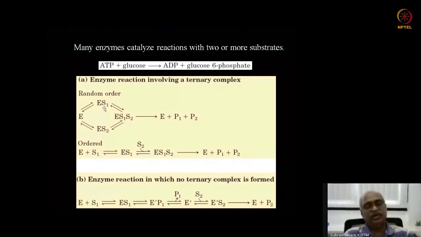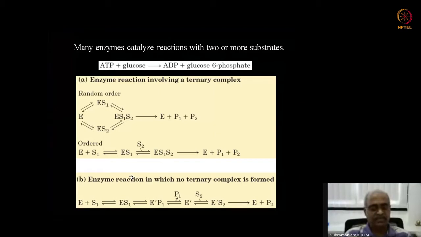One where the enzyme combines with the substrate in either order. S1 could bind first or S2 could bind first, and then you have the ternary complex formation. Or instead of being random, where S1 or S2 can bind first and the other binds second, it may be ordered, where one substrate binds first and only then the second substrate binds to form the ternary complex. This is called an ordered reaction. So these are the two ways, random order and ordered, that ternary complex formation happens.